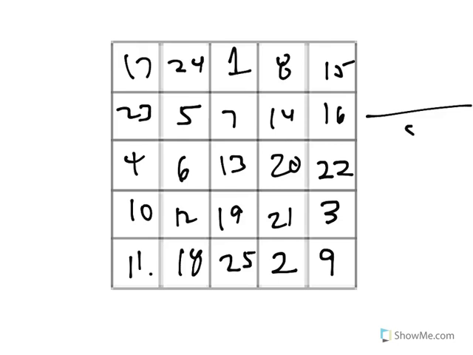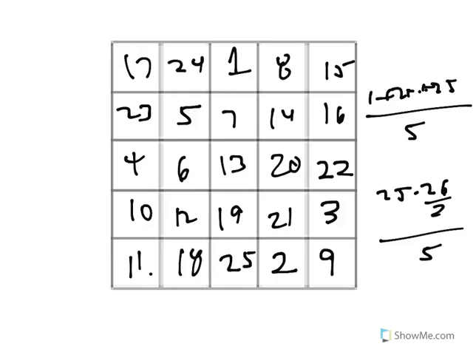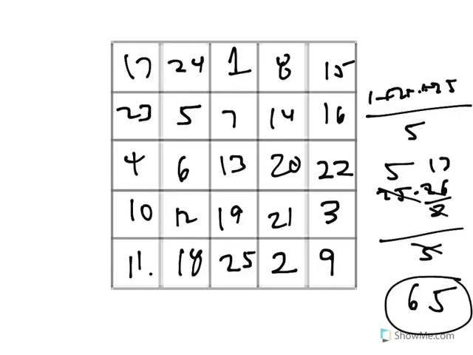If you don't believe that the sums are right, the sum should be 1, 2, up to 25 over 5, which is 25 times 26 over 2 over 5. Cancel those out. Cancel those out. Get 65. And you could check that the 12 different sums, the 5 rows, the 5 columns, and the 2 diagonals all add up to 65.